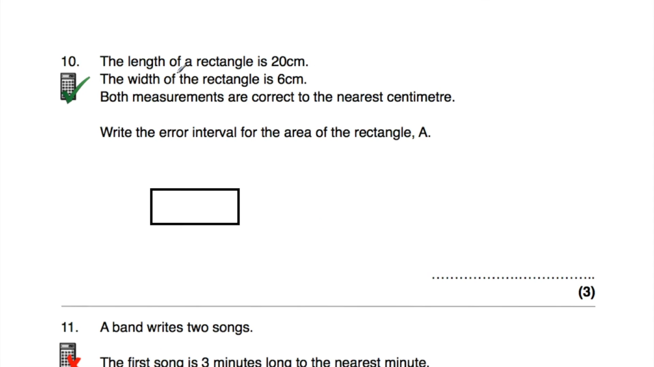Okay, let's look at question number 10. Question number 10 says the length of a rectangle is 20 centimeters. So here's a rectangle and its length is 20 centimeters and its width is 6 centimeters, and both of those measurements are given to the nearest centimeter. That means for the length, the lower bound would be equal to 19.5 centimeters. The upper bound would be 20.5 centimeters. So that's for the length of the rectangle.